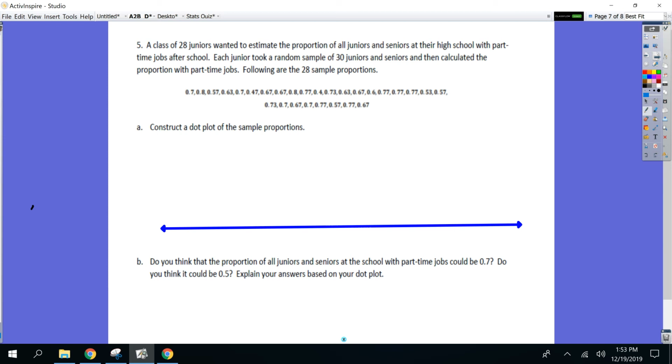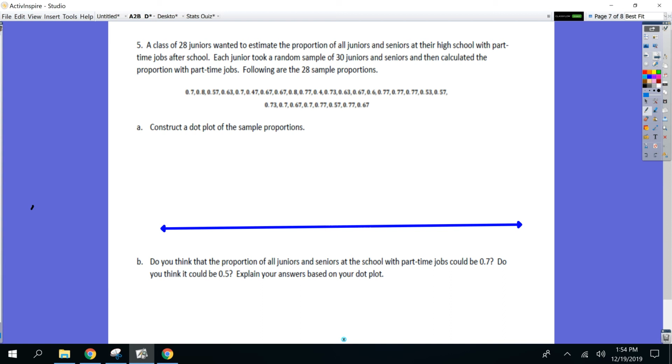So everyone is surveying 30 people. Everyone see that? So we're talking about a ton of kids, right? Because each of these proportions represents 30 kids. Okay? Everybody good? Yes? Okay. So now what I want to do is actually make our own dot plot of all these. So the first thing we need is, well, what's the least, what's the greatest?